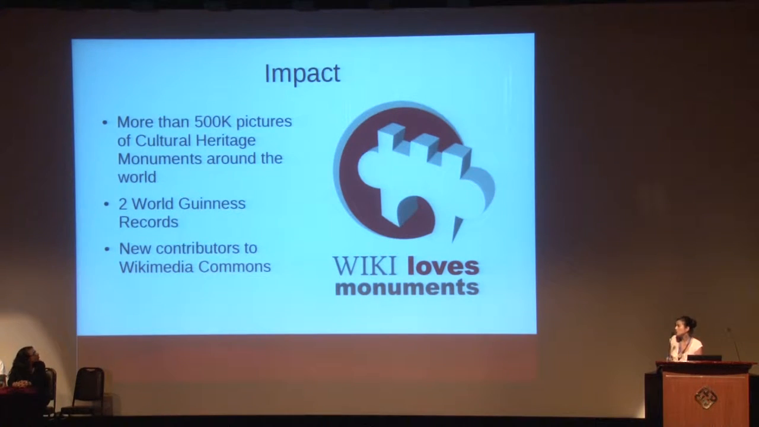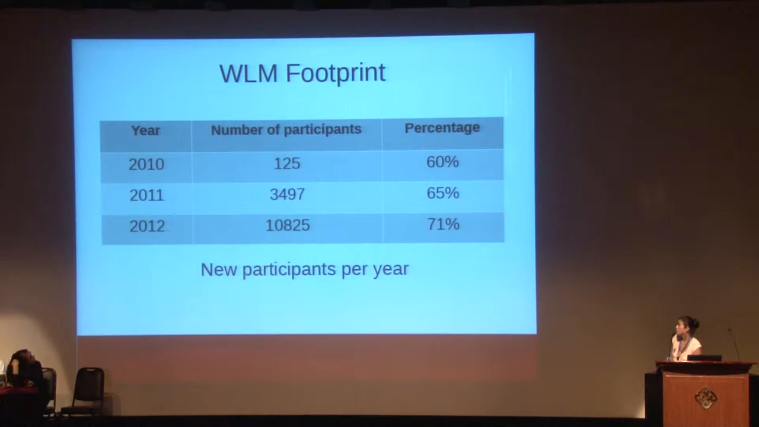and also the new contributors to Wikimedia Commons. And just to finish, I'm going to show you two very brief tables. The one is the new participants per year. So these are people that never uploaded to Wikimedia Commons before the contest each year. So that went up to 71% last year. We expect this year it's even higher.